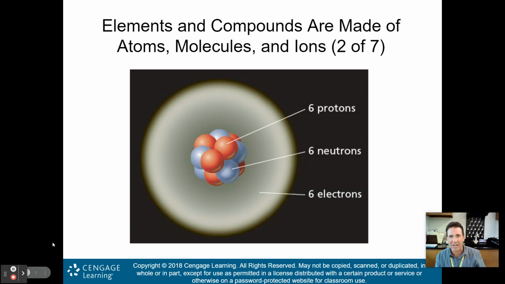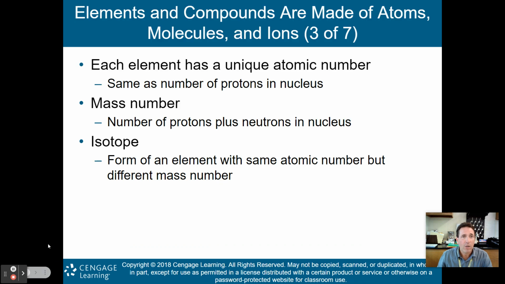So this is what it looks like, right? You have 6 protons and 6 neutrons in the nucleus, and there are your 6 electrons kind of in that haze, again, orbiting around the nucleus here. This is obviously the element carbon, which has 6 protons and 6 electrons. Okay, so what does that mean?